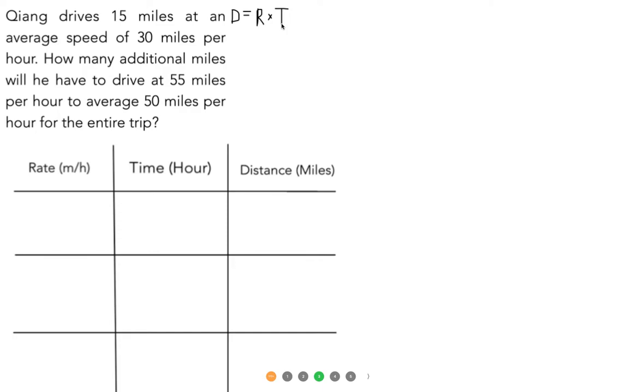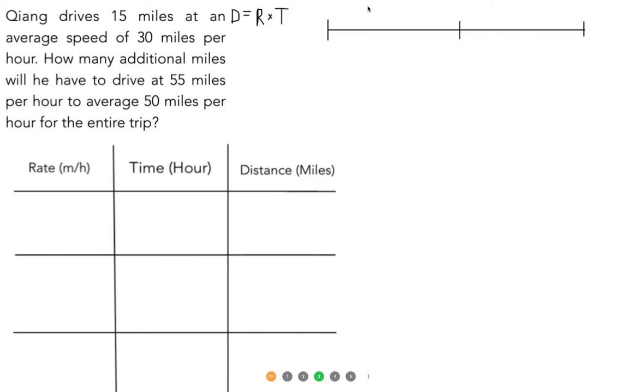And the question asks: Qiang drives 15 miles at an average speed of 30 miles per hour. How many additional miles will he have to drive at 55 miles per hour to average 50 miles per hour for the entire trip? And so we'll first start by drawing a diagram of his trip. And then we'll divide it up into two equal parts for his first half and his second half.